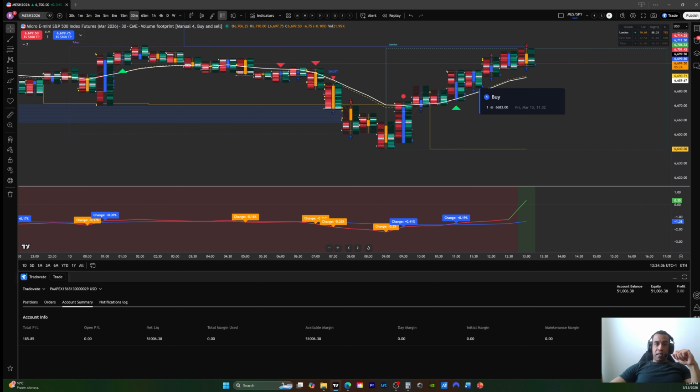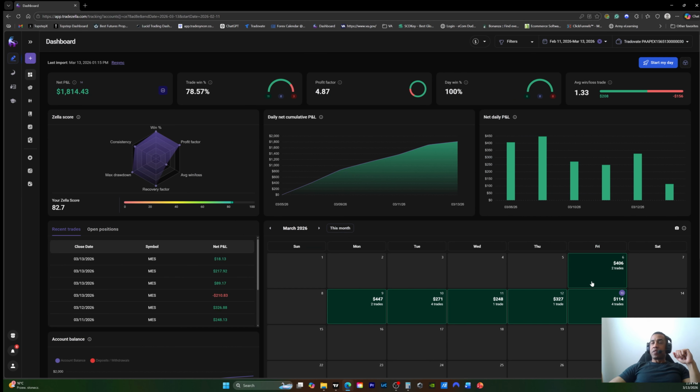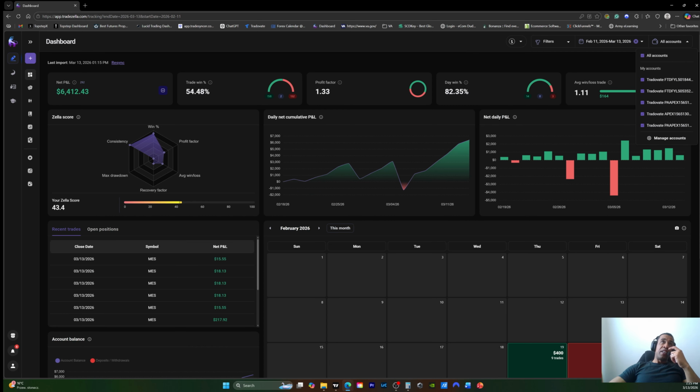Then if I go back to my TradeZilla, which I had to log in to, you can see the performance on this account. This account is the main one that I'm tracking. I'm staying disciplined on this account from the beginning. That's why I'm only tracking this one. If I track all accounts, it changes.